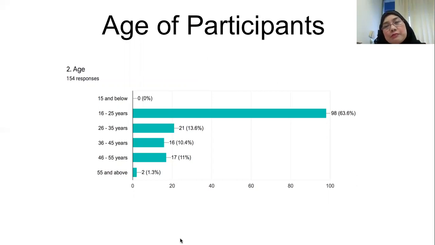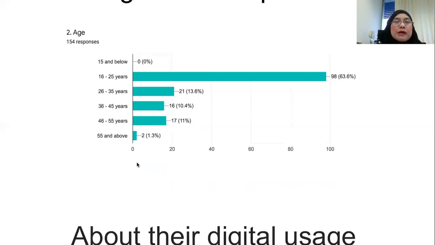So you could say the majority of the participants in my study are within the range of the youth, between 16 to 35, about 63% of them. The remaining are about 13% and about 10%, so about 23% are between the ages of 26 to 45. I would say that a majority of the respondents are digitally literate, and they're not immigrants; they have been born in technology or using technology. Okay, next.